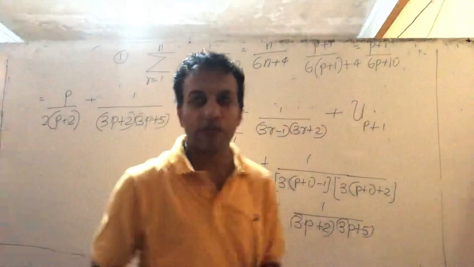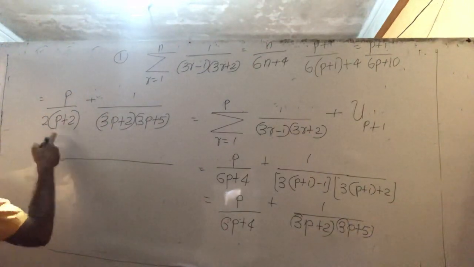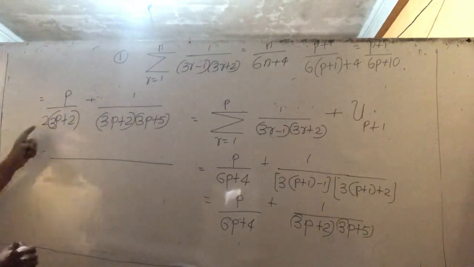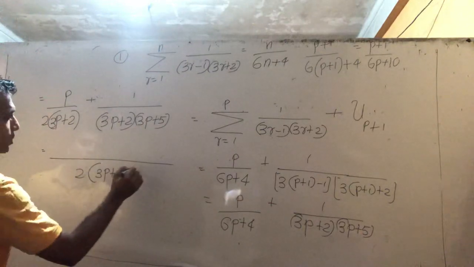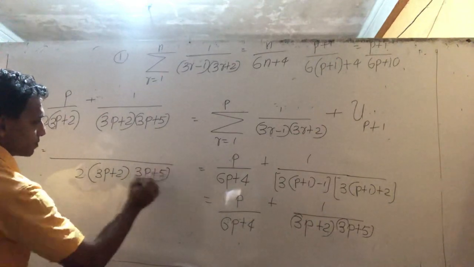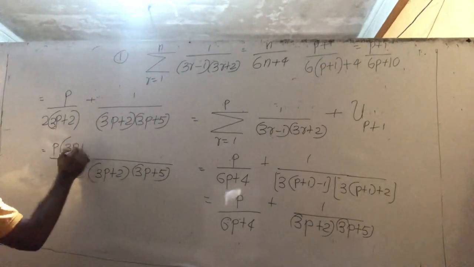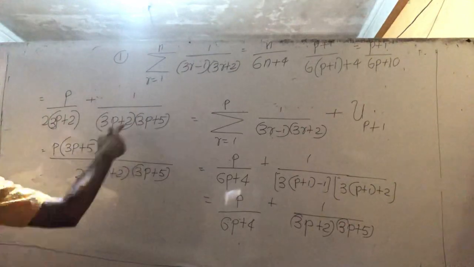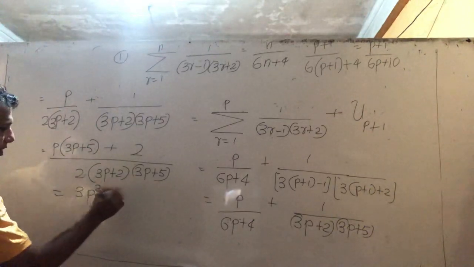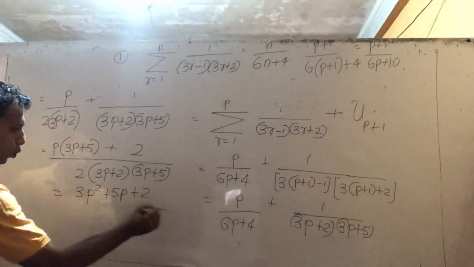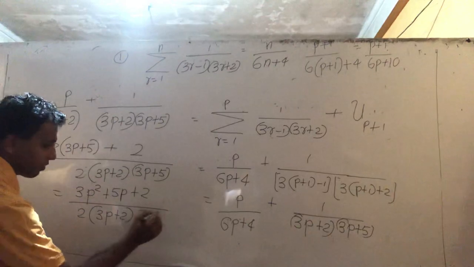Now simplify using algebraic fractions. Take the denominators: 3p plus 2, right? So here 2 into (3p + 2) into (3p + 5) is the denominator. Then the numerator, this being 2, 3p plus 5, plus the 1, simplify. Okay, so that is 3p squared plus 5p plus 2, over 2 into (3p + 2) into (3p + 5).